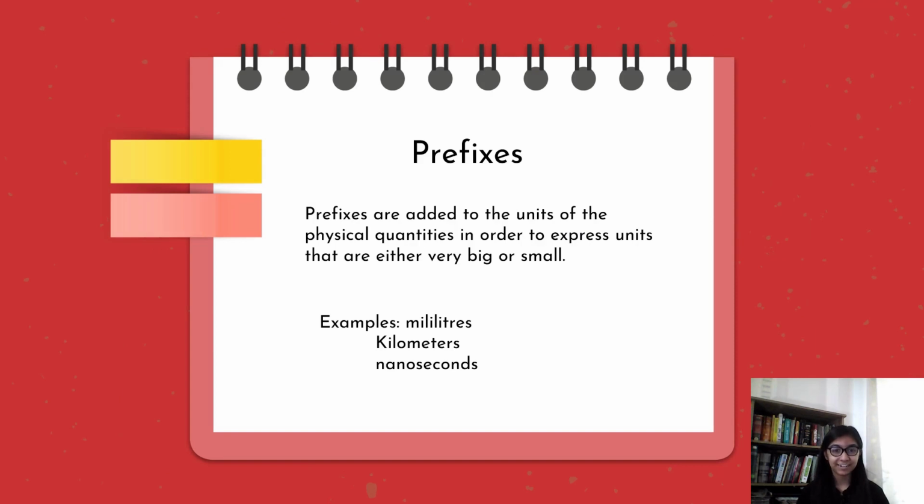Prefixes, as you can see here, are added to the units of the physical quantities in order to express units that are either very big or very small. For example, we often say milliliters, kilometers, nanosecond, kilograms, then milligrams, etc. These milli, kilo, nano are what we call prefixes.